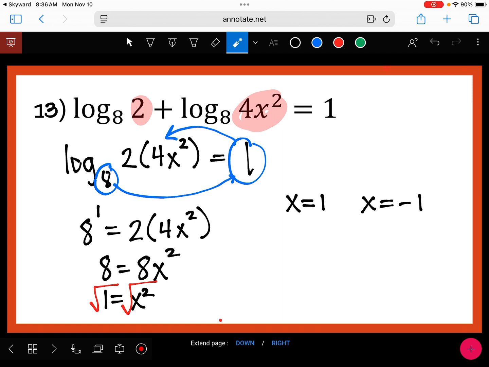All right, so can I use them both? Can I use 1 and negative 1? So it's 4 times 1 squared positive, and it's 4 times negative 1 positive. All right, so we got two answers. A couple more, and then I'll take questions over homework 20.